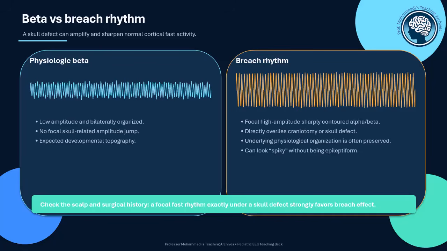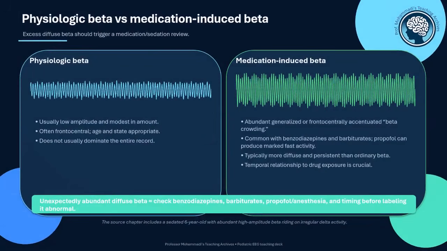Next slide, please. Excessive beta activity should always trigger a careful medication review. Ordinary physiological beta is usually modest in amount, low in amplitude, and does not dominate the entire EEG. Medication-induced beta is often much more abundant.